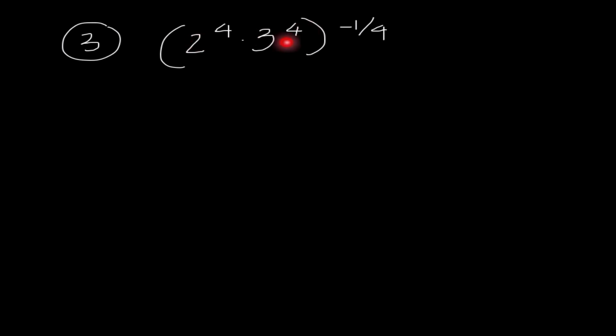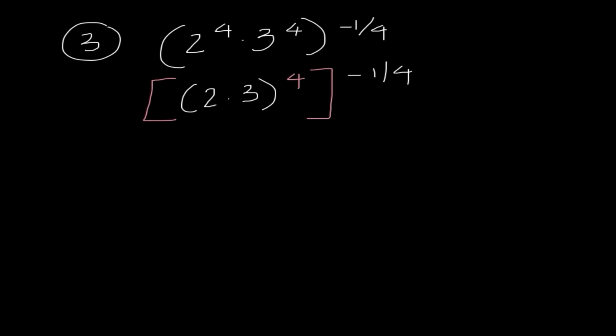I do not have the same base, so I can't combine these. However, we notice these are both 4s. So I'm going to do something that's going to make our lives a little bit easier in a lot of these problems. We are really used to seeing an exponent outside a quantity and taking everything in the parentheses to that power. What I did here is I actually did the opposite, where since they were both to the 4th power, I took it out. Okay, so instead I just have 2 times 3 to the 4th.